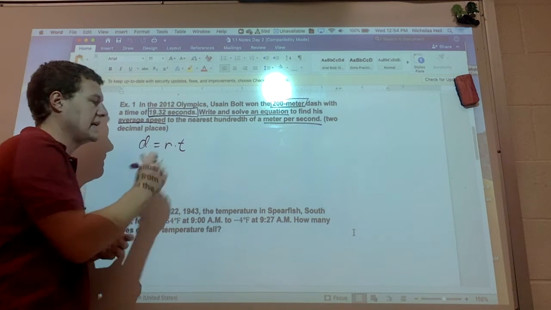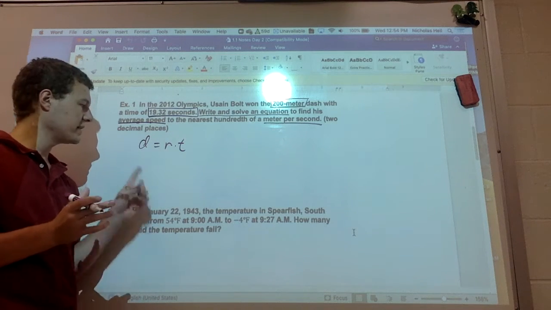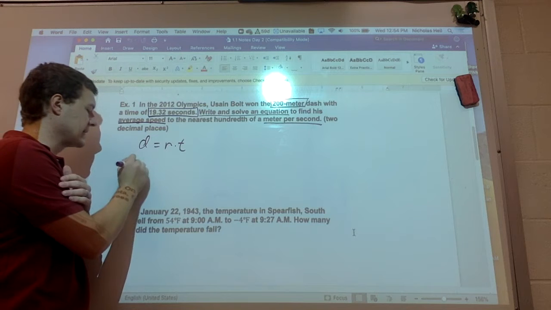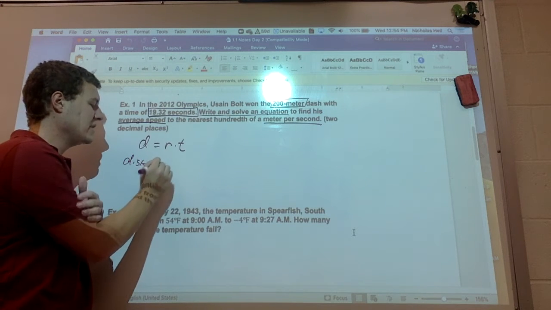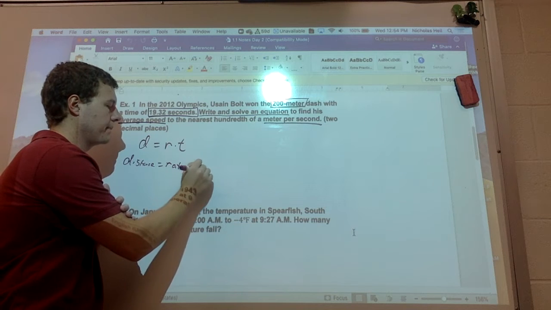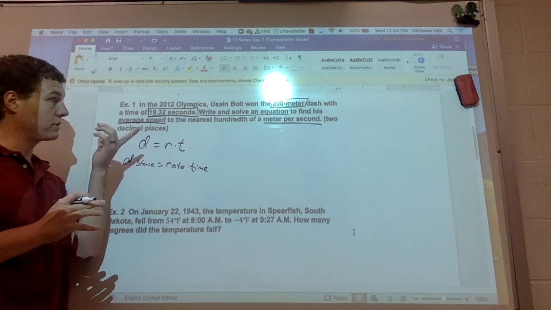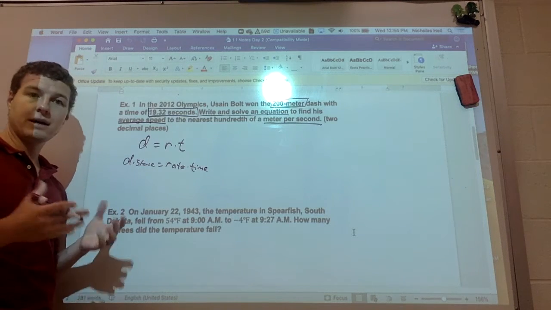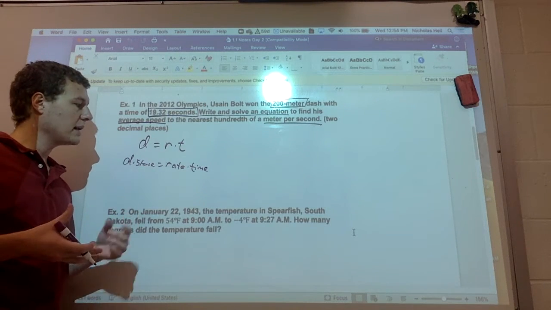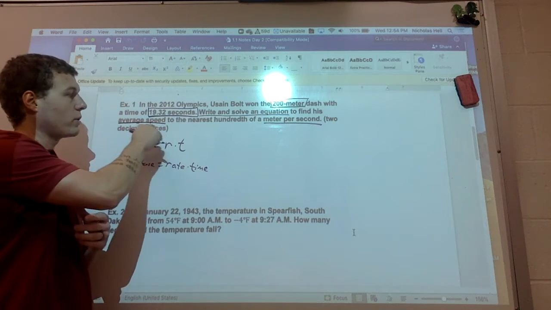R times T. Now, just looking at it, that might be really weird, but what this really means is distance equals rate times time. And this is what we're actually going to use to create and solve our equation. Now, hopefully this makes sense. The rate is the speed that you're going at. And notice that's also what we're trying to find.